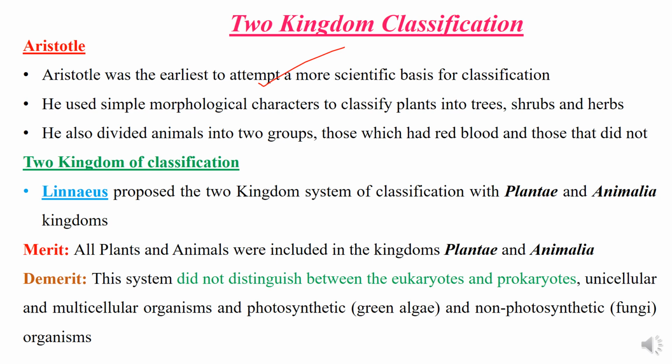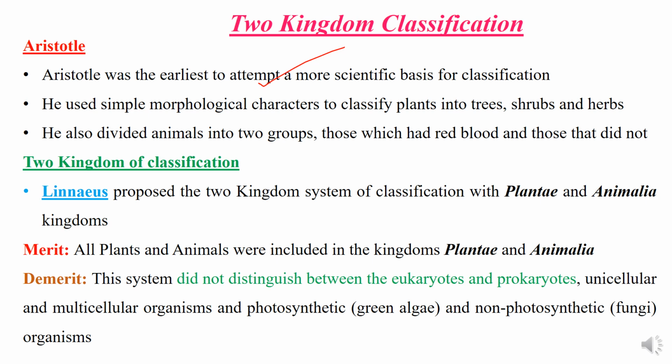He also divided the animals into 2 groups, that is, the animals which have red blood cells and the animals which do not have red blood cells. So this is the basic classification proposed by Aristotle. Later the 2 kingdom classification was proposed by Linnaeus. He classified all the animals, all the plants and all the organisms into the Plantae and Animalia kingdoms.